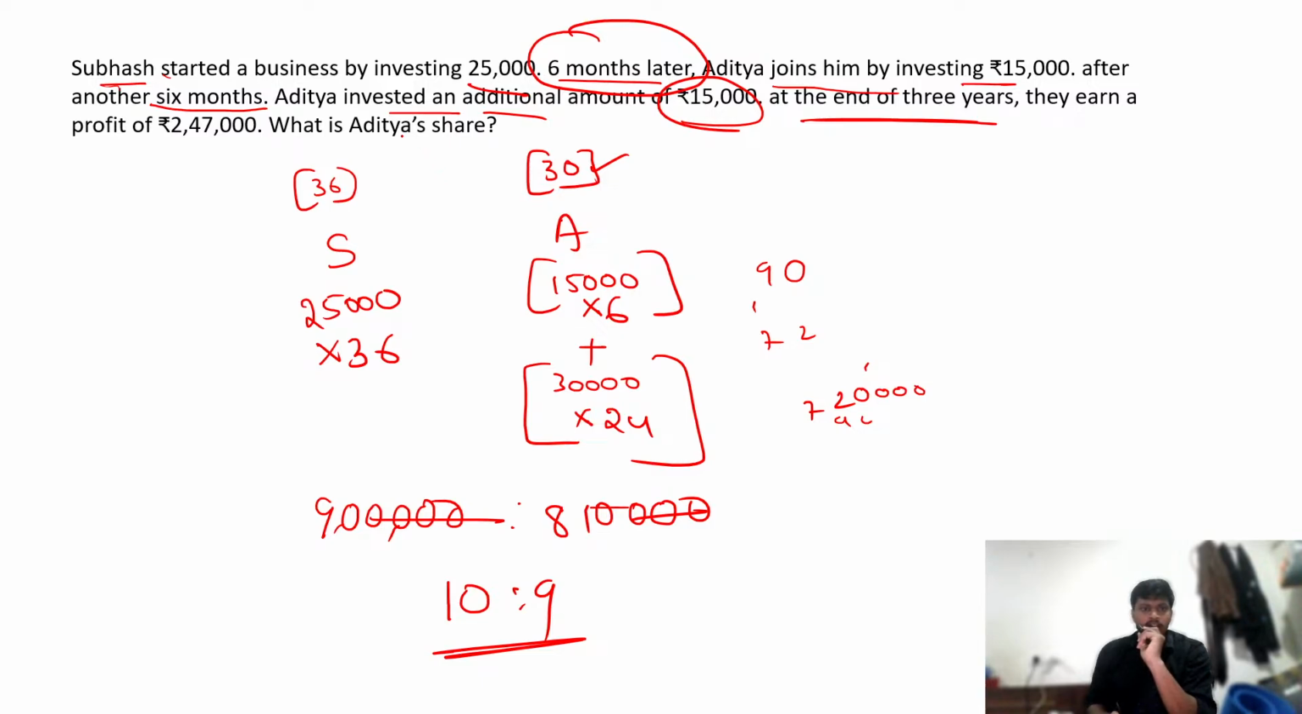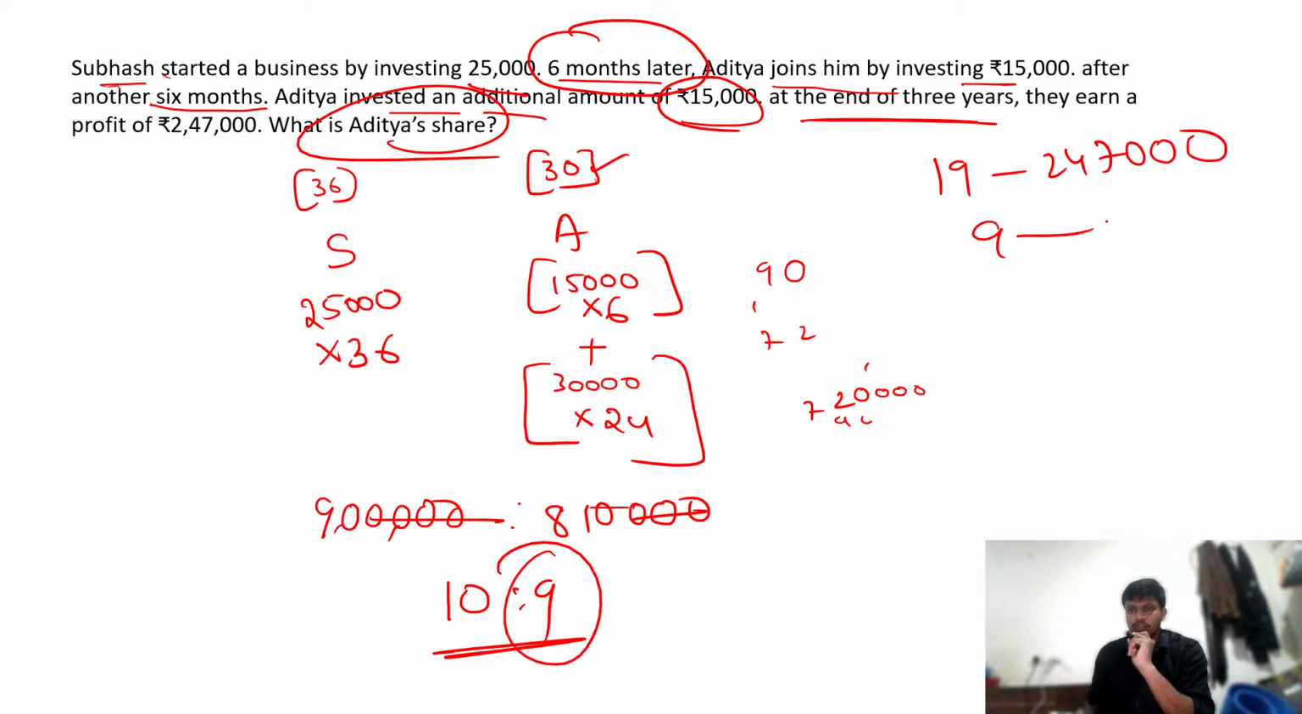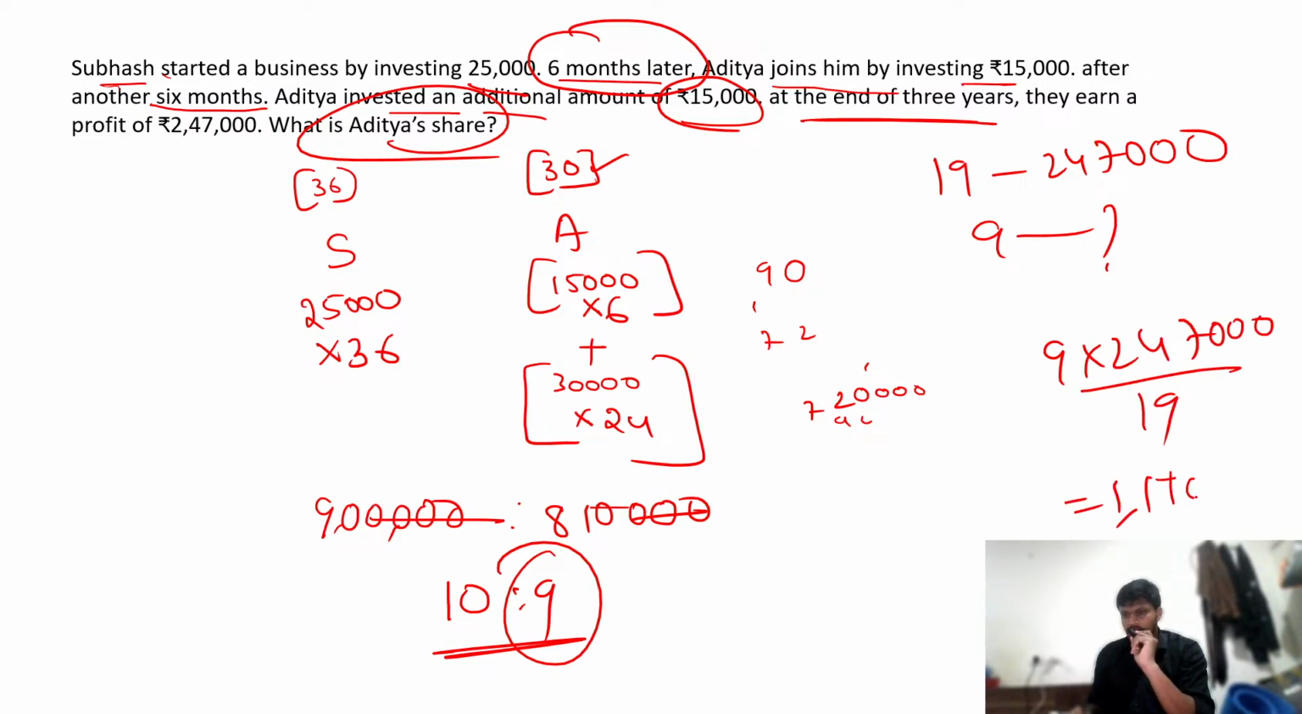What do I want here? Aditya's share. So total 10 plus 9, 19 parts value equal to 2 lakh 47,000. You just need to find out Aditya's. That is 9 parts value equal to how much? 9 into 2 lakh 47,000 by 19. You are going to get 1 lakh 17,000 I think.